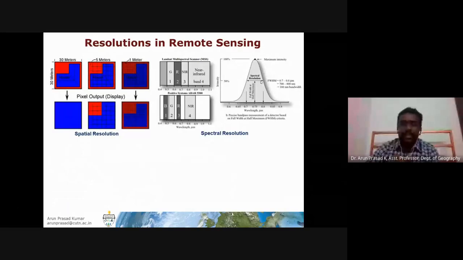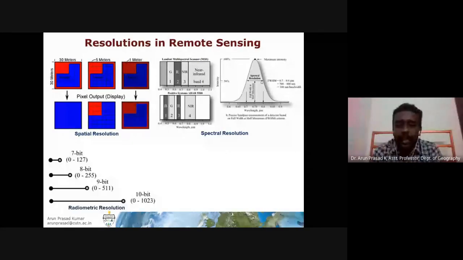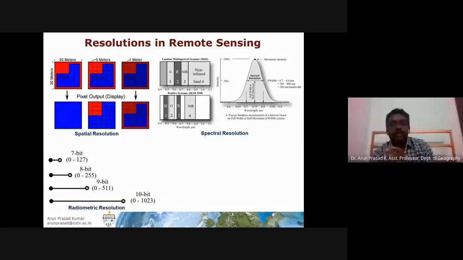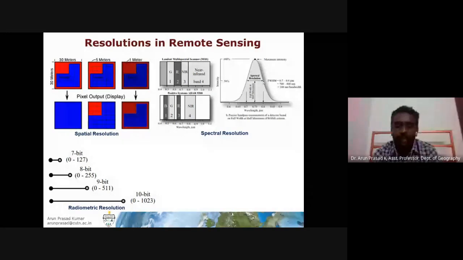And the next one is radiometric resolution. Radiometric resolution is the gray level, at how many gray levels we observe the data. So what is the use of having higher bits? We can have 8 bit data, we can have 16 bit data, we do have.